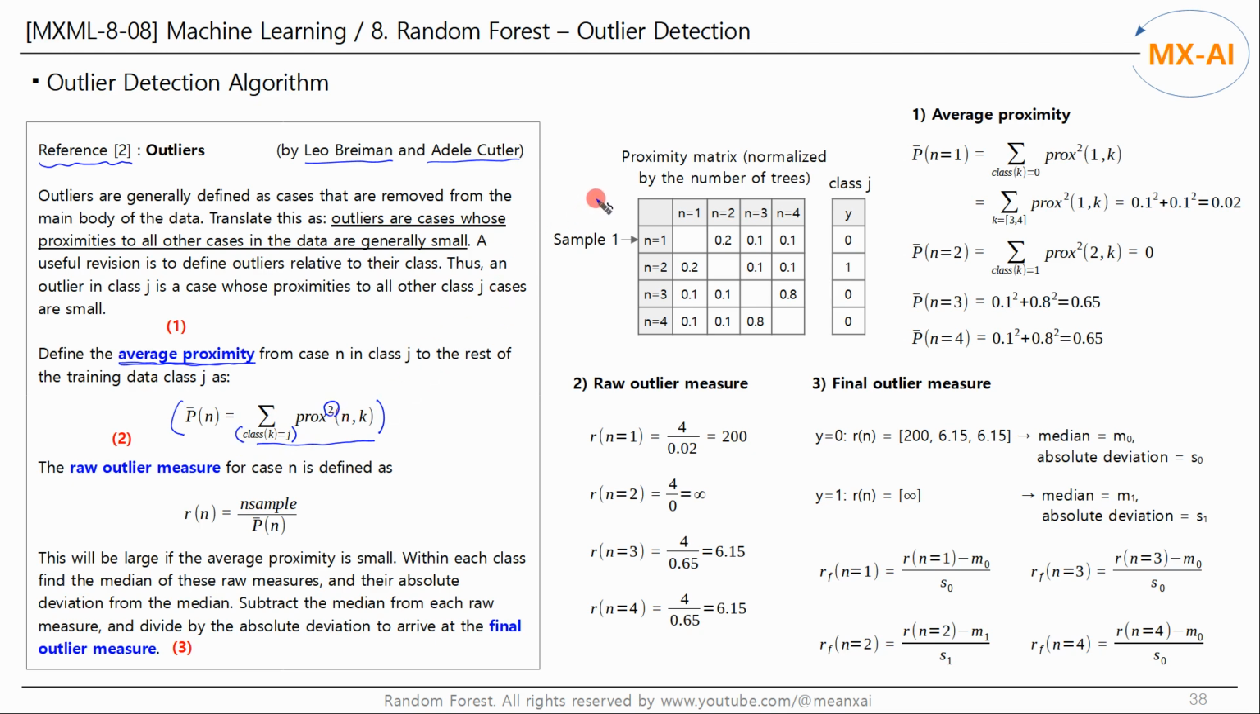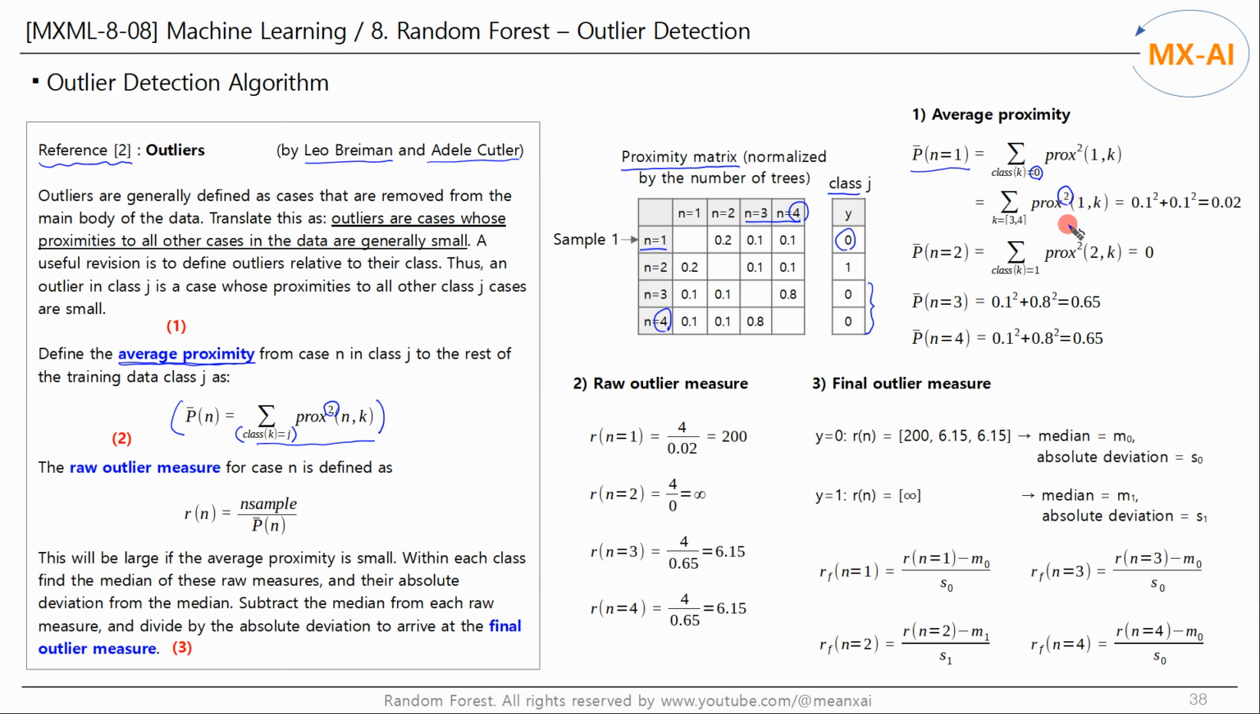Let's understand this with a simple example. Here is a small proximity matrix consisting of 4 data samples. The class labels for these 4 samples are shown on the right. Let's use the formula to calculate the average proximity for sample 1. Sample 1 belongs to class 0. Among the remaining samples, samples 3 and 4 also belong to class 0. We take the proximity values between sample 1 and samples 3, 4, square each value, and then add them together.